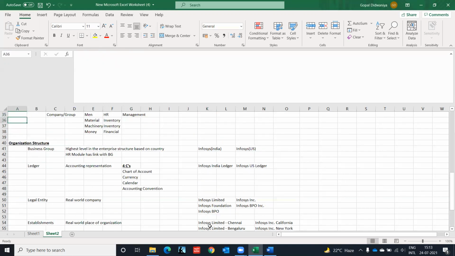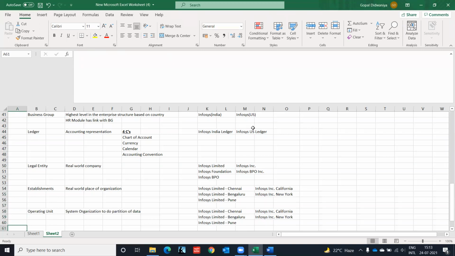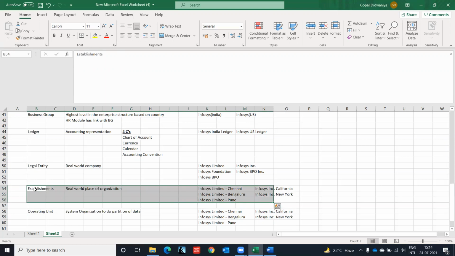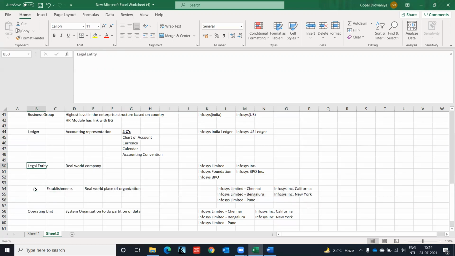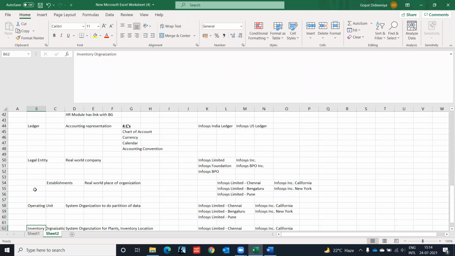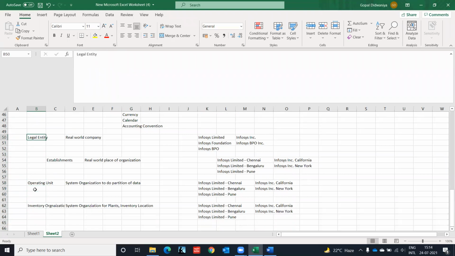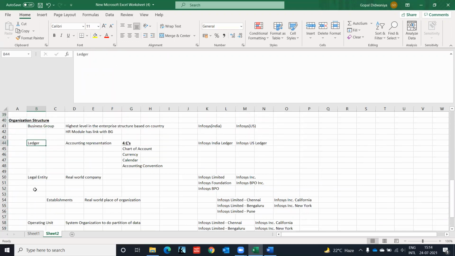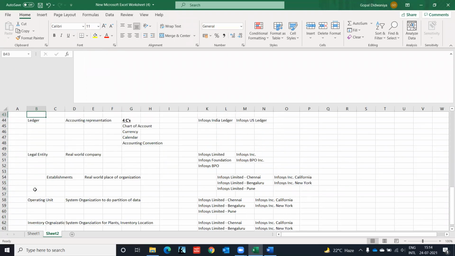So in the same order, they are also integrated. Means business group will consist of a ledger. Under ledger, you will have multiple legal entities. Under legal entity, you will have multiple establishments, and this is a sub part of the legal entity. Okay. So after legal entity, it is just operating unit. Operating unit will consist of the inventory organization, and all these are linked together. So any doubt on this?